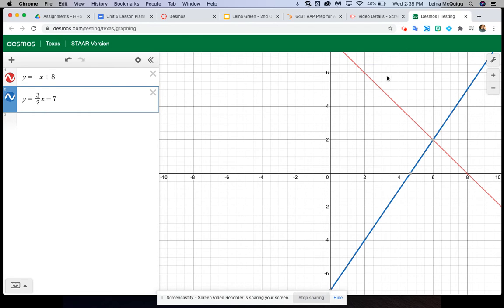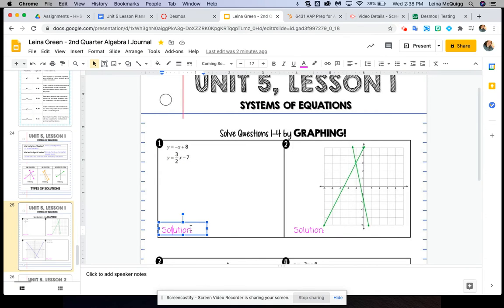Okay, so it graphed my two lines. Remember, my solution is where they cross. So in Desmos, it gives me that point. I can just click on it. It tells me the answer. So my solution here is 6, 2. So next to solution right here, I'm going to put the ordered pair 6, 2.